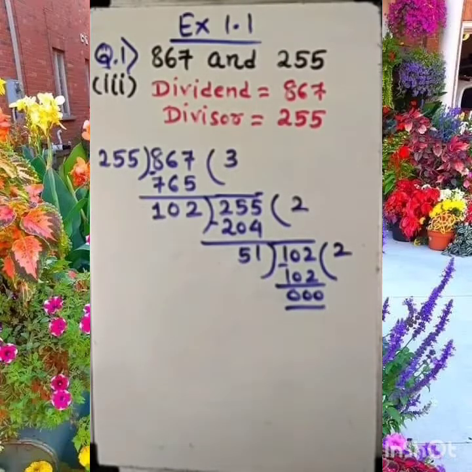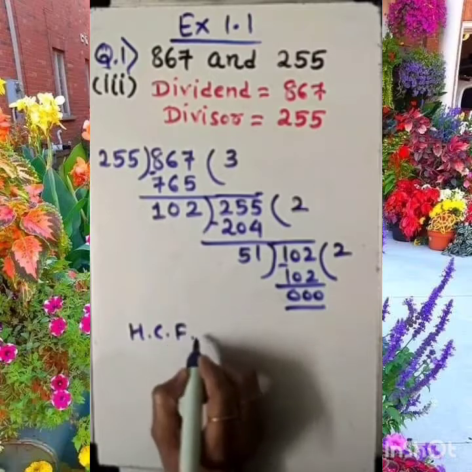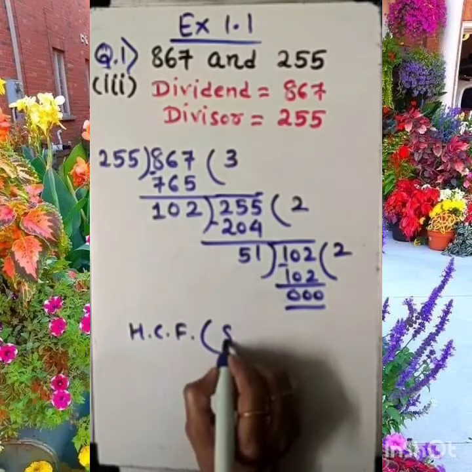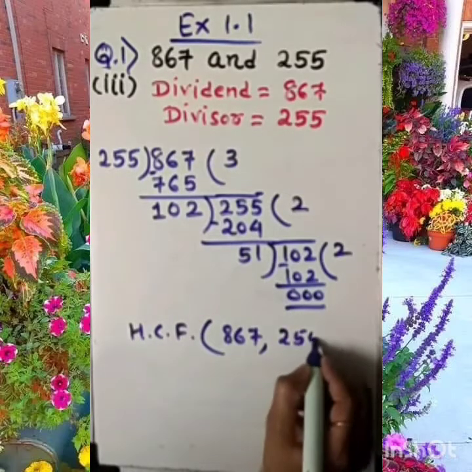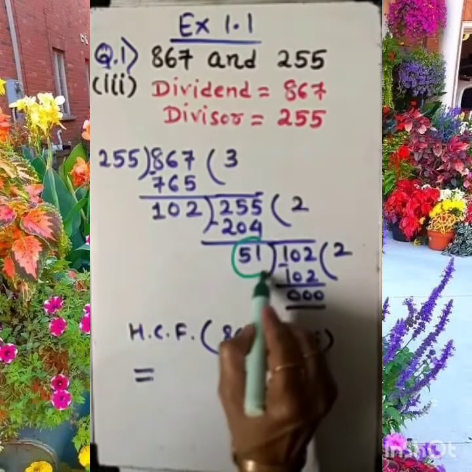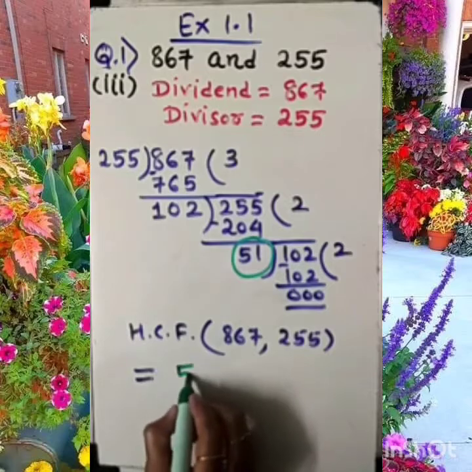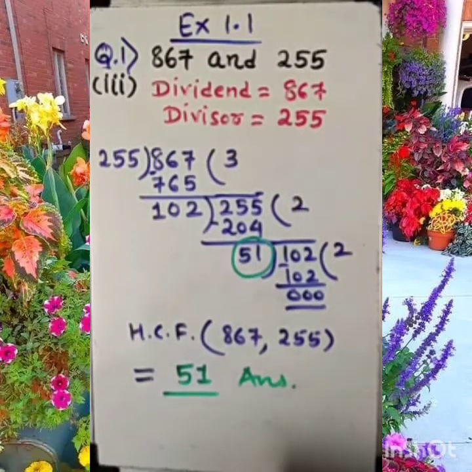So my dear students, we need to mention here the highest common factor of 867 and 255. What is the answer? The last divisor will become the HCF. The last divisor is 51, so HCF is 51. So this is the answer of this one.